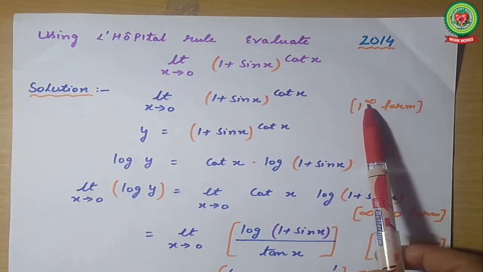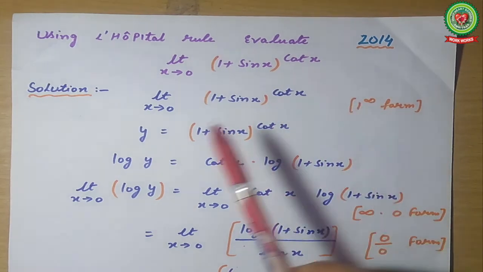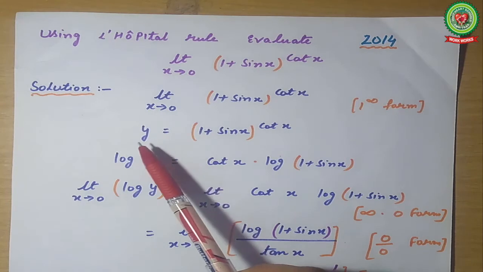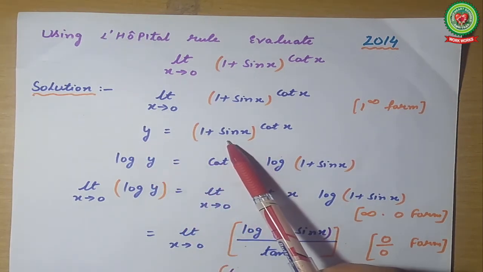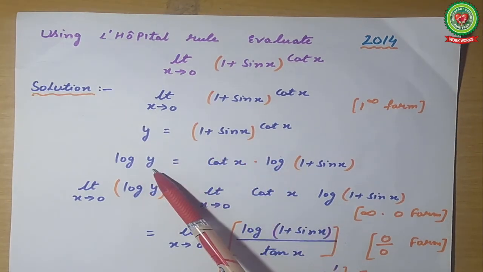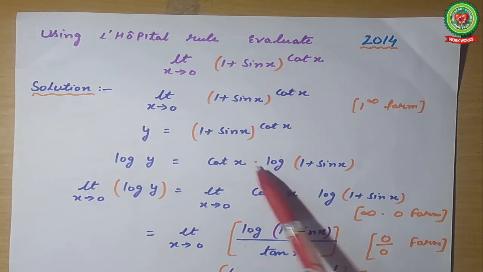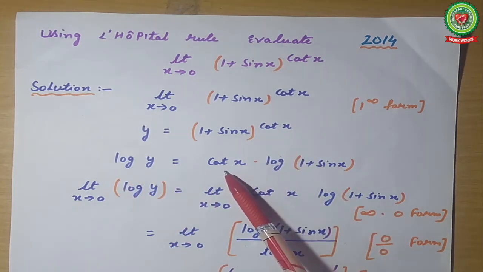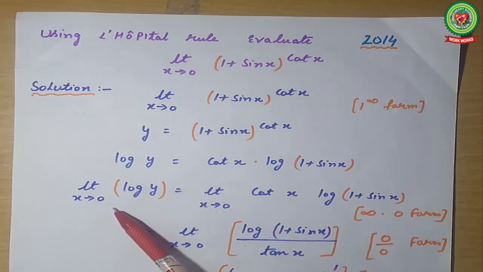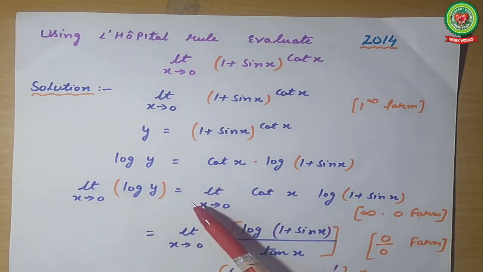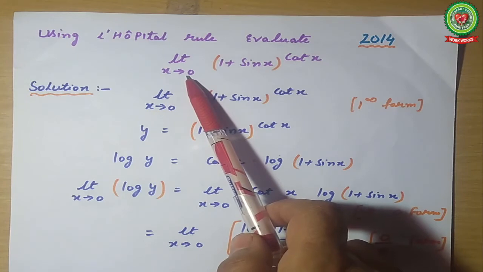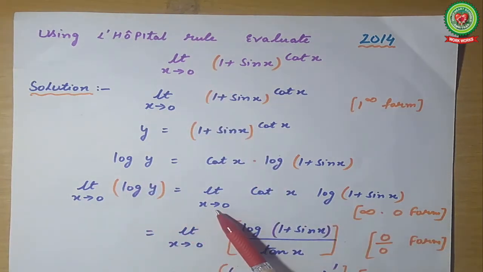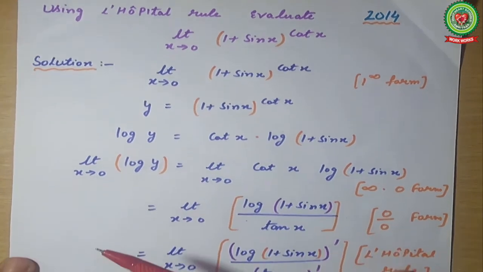Clear? Now, according to the second step, y is equal to the same statement. According to the third step, you will apply log to both sides. When you apply log to both sides, power will come forward. Clear? Now, according to the fourth step, you will approach the limit there. Whatever limit is given, you will approach the limit to both sides. Clear? Now, you will solve only and only the right hand side.